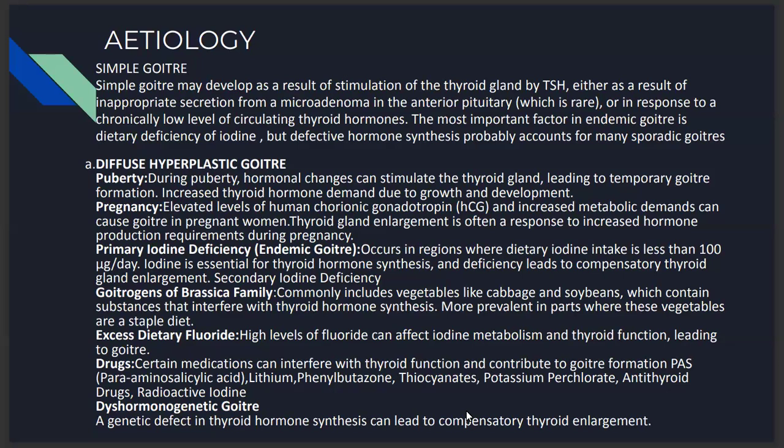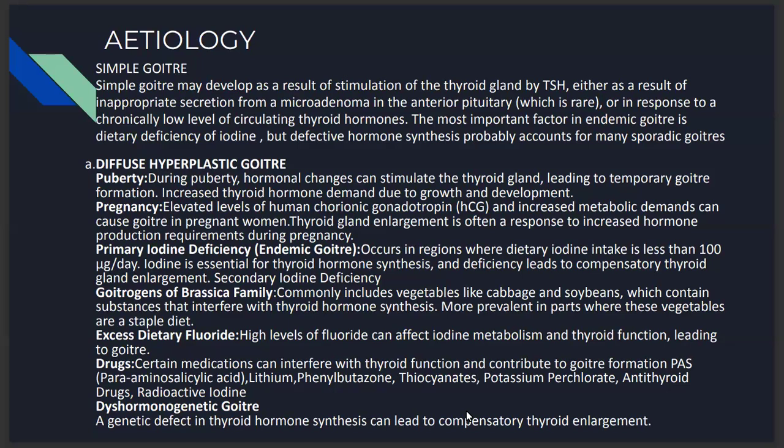Primary iodine deficiency, which is endemic goiter, occurs in regions where dietary iodine intake is less than 100 micrograms per day. Iodine is essential for thyroid hormone synthesis, and deficiency leads to compensatory thyroid gland enlargement.